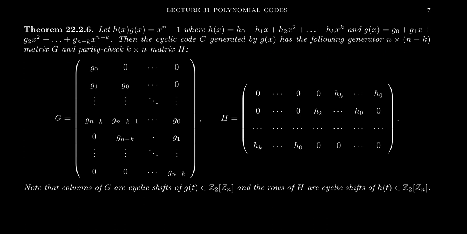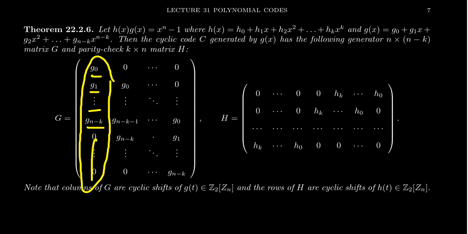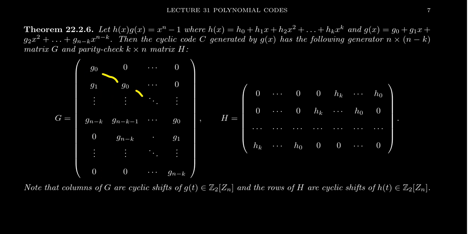And the pattern always happens the way I described it here. The first column is just the coefficients of g in ascending order. That usually start with g0, then g1, then g2, all the way up till the end, and you get zeros for those places you don't have anymore. And then each subsequent column, you're going to shift down. You're going to shift down all the way through, and you eventually should end with the largest coefficient on the bottom. That's how you form G.